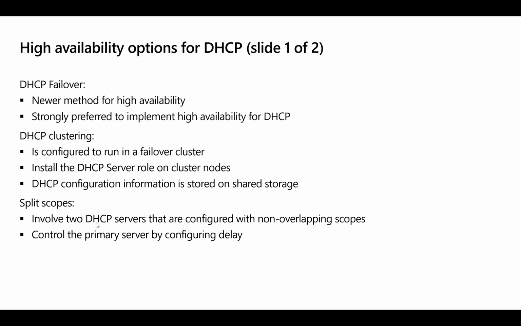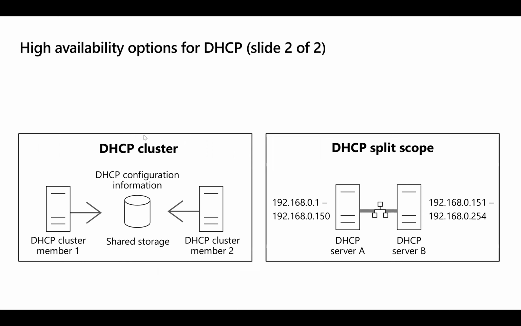Split scope involves 2 DHCP servers with non-overlapping scopes, meaning each is serving 2 different subnets, serving 2 different groups. Let's say the first subnet is 192.168, then the other one is 10.0.0.0. Totally different. Okay? Pero you're using a single DHCP server. So this is the concept. For a DHCP cluster, you need shared storage so you can store the database.